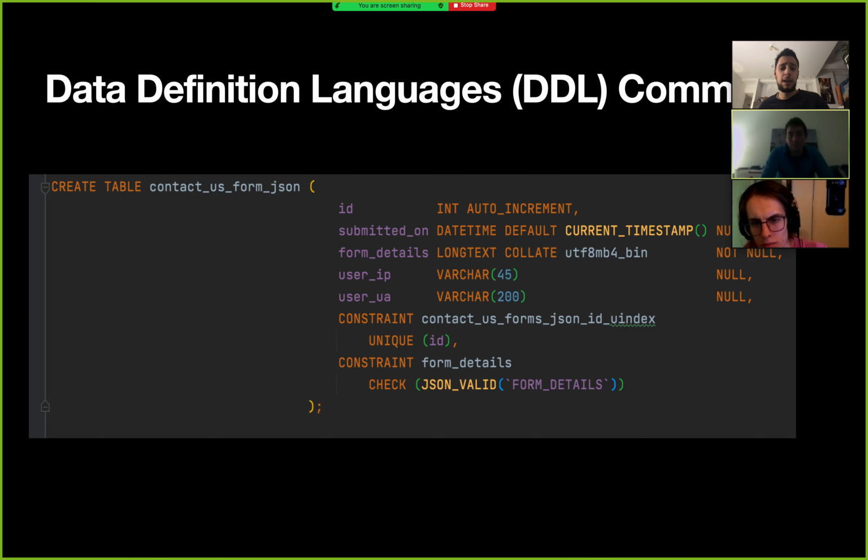So a U index is just the name of a constraint, the contact us forms JSON ID U index, and what that actually means is defined somewhere else. Unique is a constraint. Unique just means what you imagine it to mean, that if there's two IDs the same, it violates the unique ID constraint and it rejects whatever you tried to do to the database. Same thing with form details. For form details, there's a check to make sure that it's valid JSON. And that's why the table name is called JSON. It makes sure that you can only put valid JSON in that column.